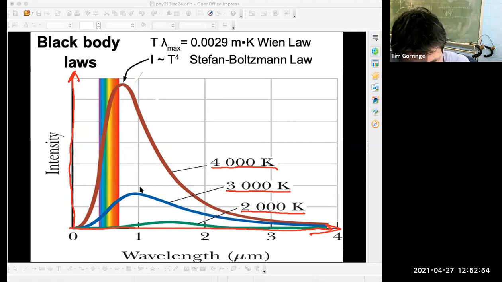And let me make a couple of comments then. Look, we've changed the temperature. We've increased the temperature as we walk from 2000 to 3000 to 4000 Kelvin. Look how much we've changed the intensity. The temperature went up by 50% when we went from 2000 to 3000 Kelvin, by 33% when we went from 3000 to 4000 Kelvin. But the intensity of the black body radiation has gone up massively.